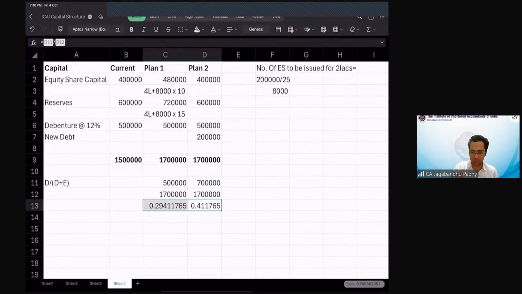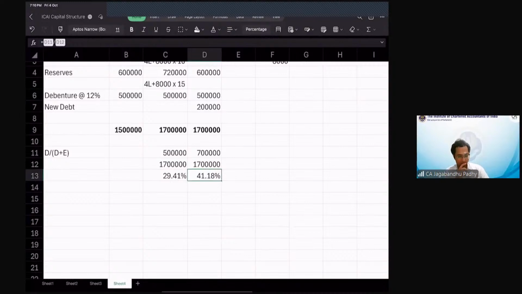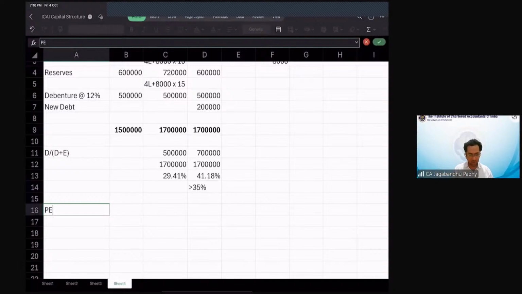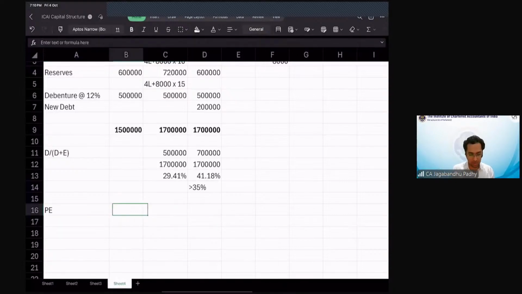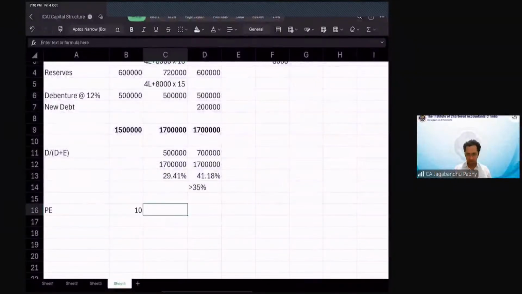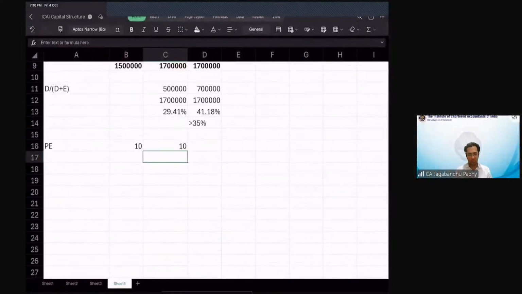So now, if you observe the proportion, this one, 41.18, can I say it is exceeding the 35% threshold limit? So this is greater than 35%. What will be the implication for this? Price to earning. How much will be the price to earning? Existing PE is 10. And if you're going to issue equity shares, price to earnings will also remain the same, 10.